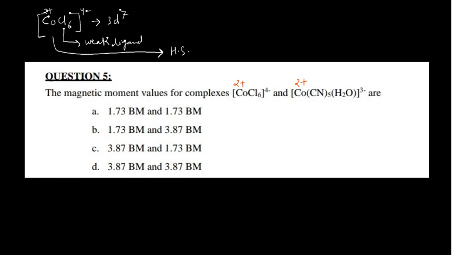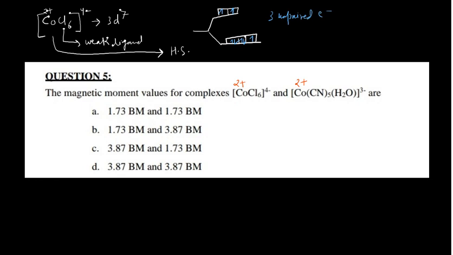What is the meaning of the high spin complex? When the crystal field splitting occurs in the octahedral field, you have to fill your 7 electrons in it. 1, 2, 3, 4, 5, 6 and 7. So you are having a total of 3 unpaired electrons.